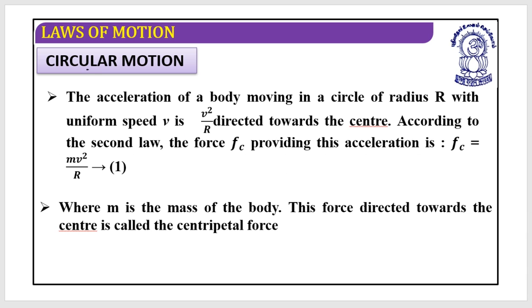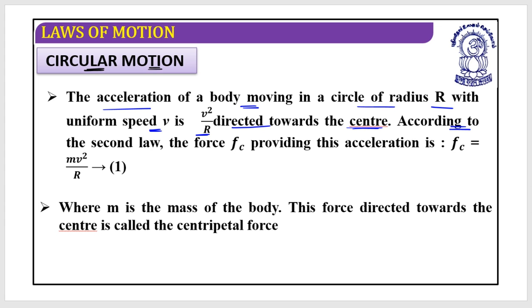Now, we understood what circular motion is all about. This is one of the new dimensions of circular motion. We say that the acceleration of a body moving on a circle of radius r with uniform speed v is v square by r, and it is directed towards the center. This is called the centripetal acceleration. We have discussed centripetal acceleration in the lecture titled centripetal force.